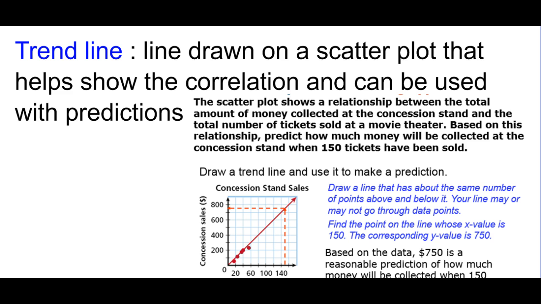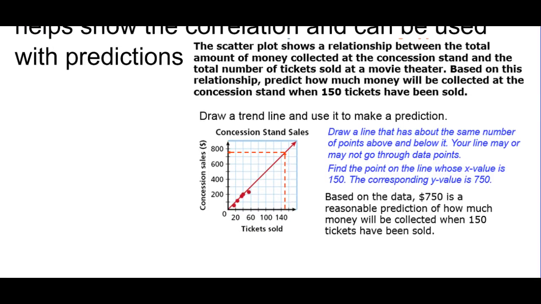Now sometimes we draw a trend line. I kind of did that when we did the correlations. I put that line on there, and a trend line can help you see the correlation if you can take an arrow and make it fit in there, but it can also be used to help with predictions. This is an example of a scatter plot, and it shows the relationship between the amount of money collected at a concession stand and the total number of tickets that are sold, and you would expect that to have a positive correlation.